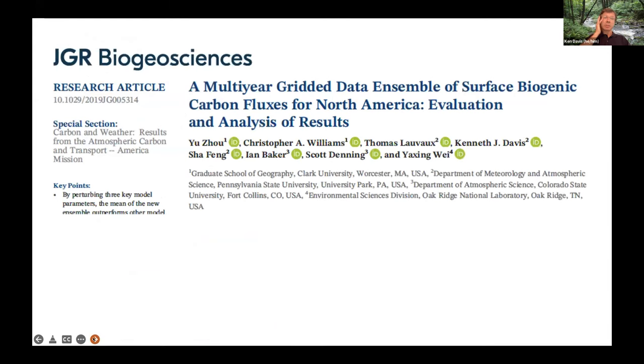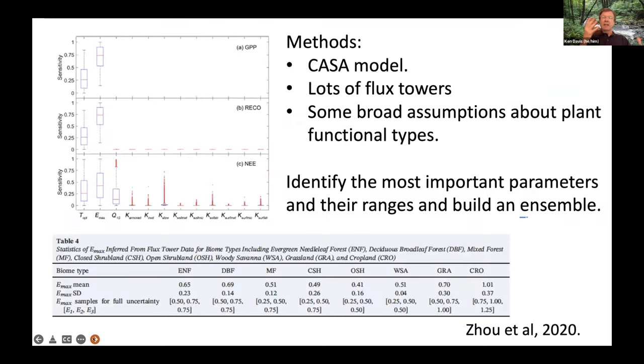Another similar example is from Yuzhou, and Yu is in the meeting. I'm sorry, Yu, if I'm going to embarrass you by giving this talk, but hopefully not. This is a really cool piece of work that you put together as part of the ACT America project. Similar in approach to what Jingfeng Zhao did some years back, but with a more complex model that is used a lot in atmospheric inversion systems, CASA.